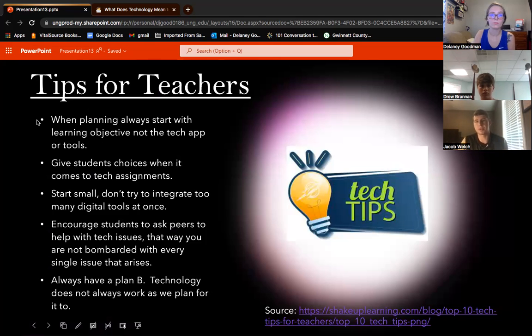And some tech tips for teachers: when you plan your lesson, always make the learning objective the central focus. Don't say, okay, I'm going to use Kahoot and then decide what your learning objective is. You need to decide what you're learning about first and then incorporate the technology in with your learning objectives.